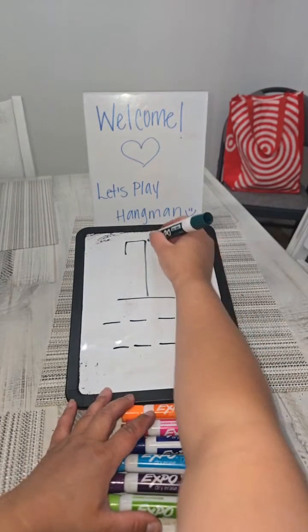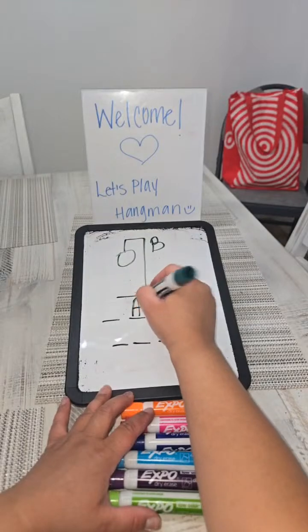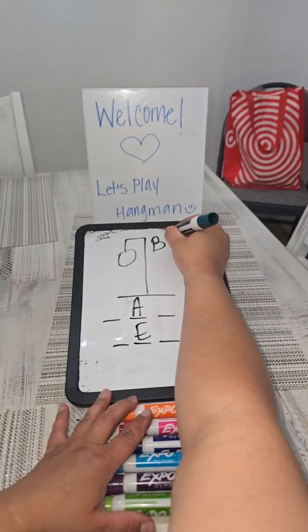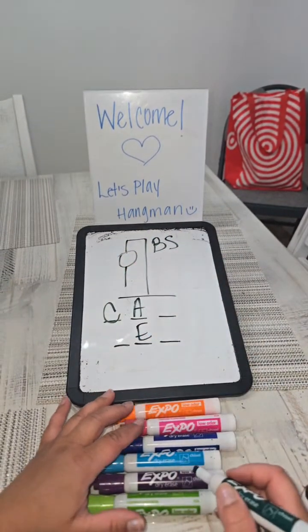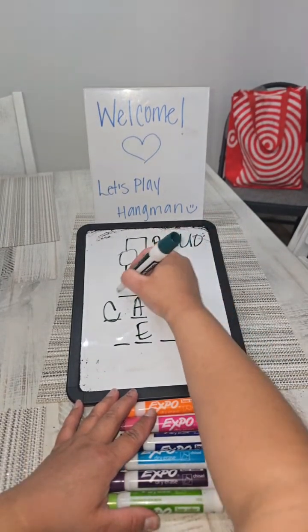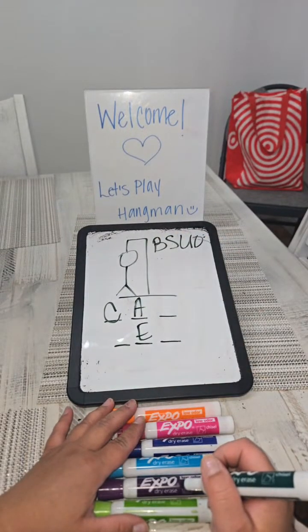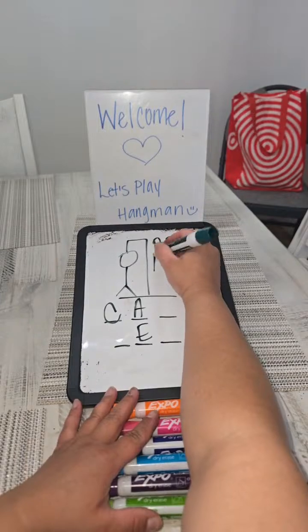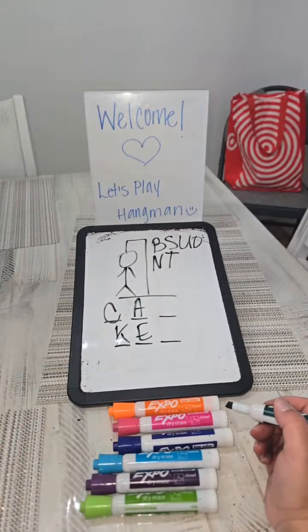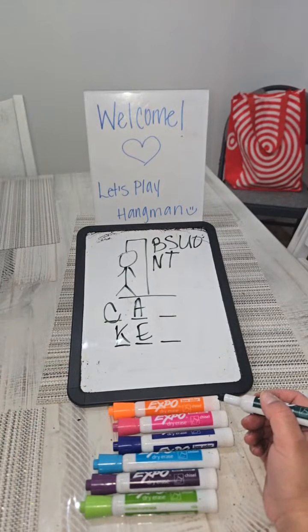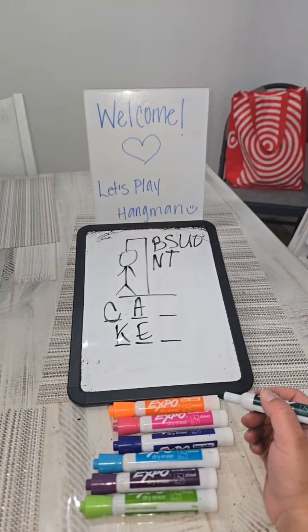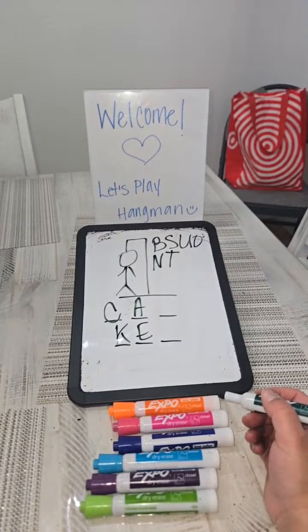B-A, so there's no B. There's one A. E-S-C, U-O, N-T-K. What does it say? It's two words, so it can be carpet.